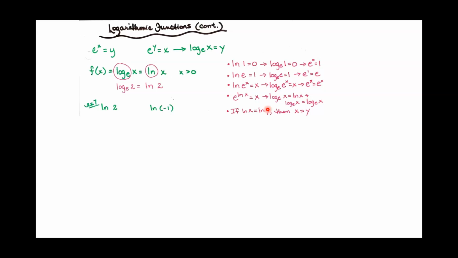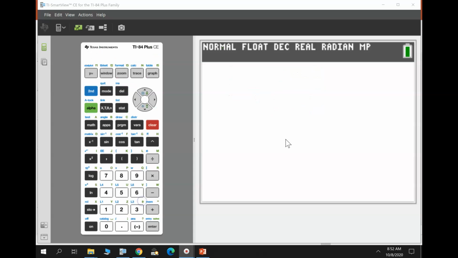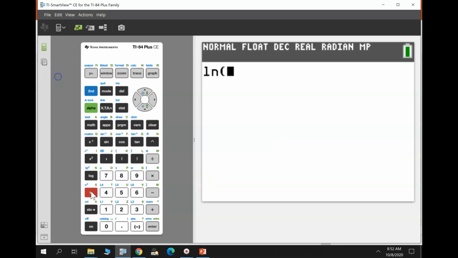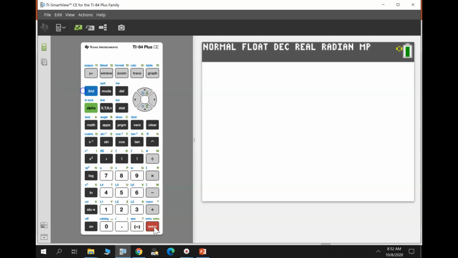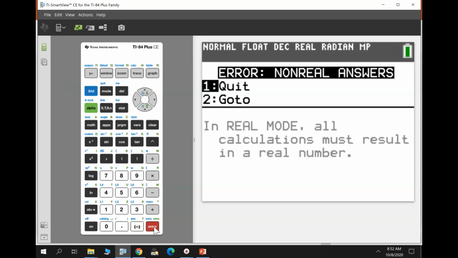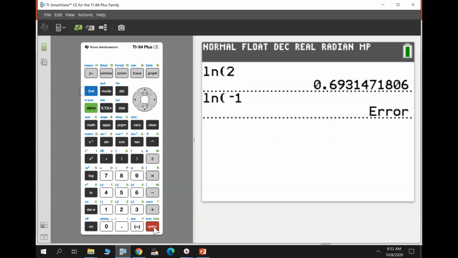Now, you also have an ln button on your calculator, so let's try these, ln 2 and ln -1. All right, so here's your ln button right here. Again, when I click it, it lights up in red. So ln 2 and then ln -1. Now, when I put in ln -1, I'm going to get an error message. Do you know why that is? It helps us a little bit here. They give us a clue. It says error non-real answer.